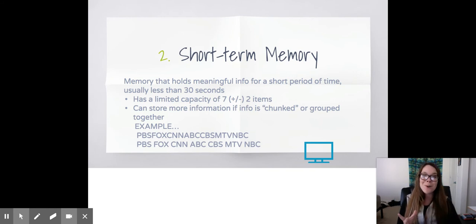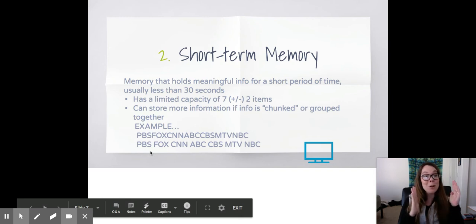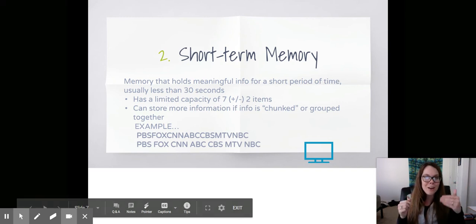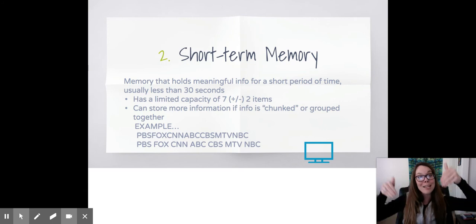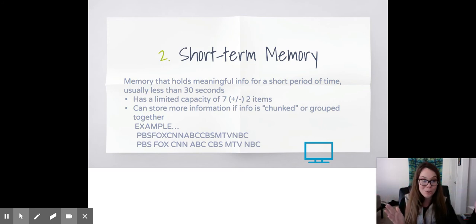For example, trying to remember PBS, FOX, CNN, ABC, CBS, but if we break it down into chunks, which we're going to learn about in a little bit, if we start to chunk things together, it is a way to help us to start to remember. So if we chunk information together, it's easier to remember than just random syllables, right? And we'll learn that in a little bit.